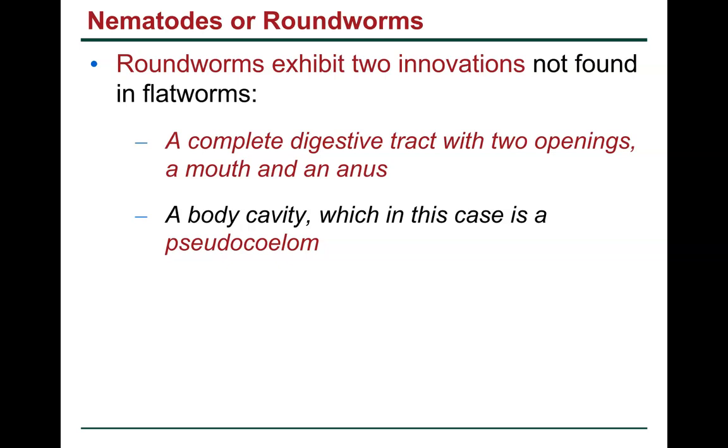Once you get that under roundworms, I need you to go to your first page of the study guide and define one of the terms on the first page, which is complete digestive tract. What does that mean? A complete digestive tract is one that has two openings, a mouth and an anus.